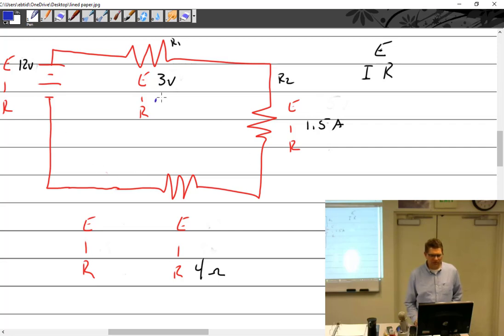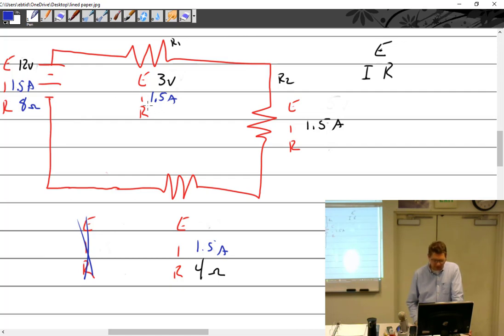Amps everywhere. 1.5 amps. 1.5 amps. Now what? You forgot one. No, there's nothing here. There's no resistor. Total resistance is what? 8. Oh, I hope you're right. 8 ohms. Now what?